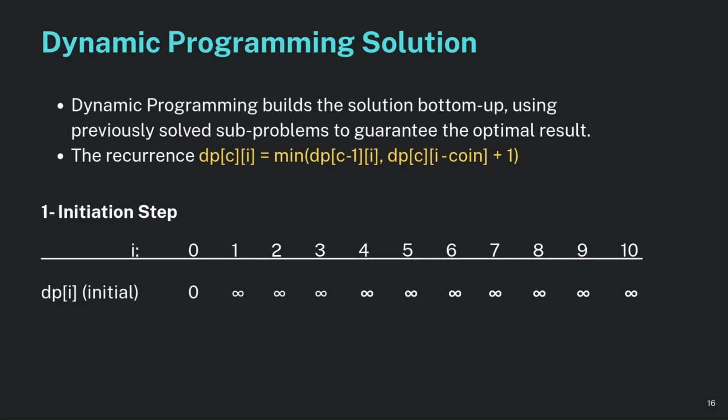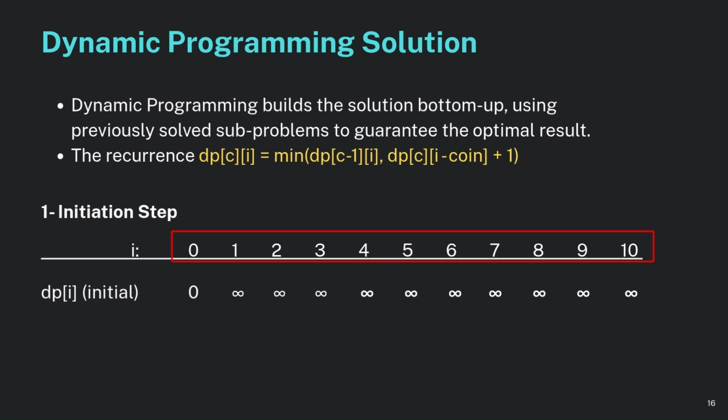We have our recurrence relation, stating that we either take the coin and decrease the remaining amount, or not take it, based on whichever gives the minimum result. As you remember, in dynamic programming, we start by initializing our dynamic programming table, which we call the DP table.